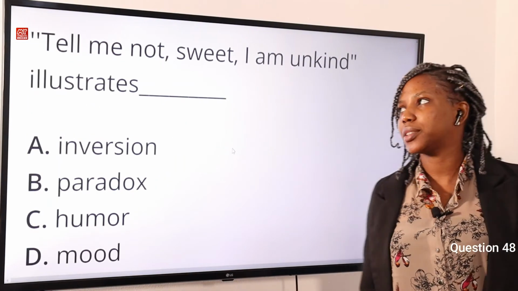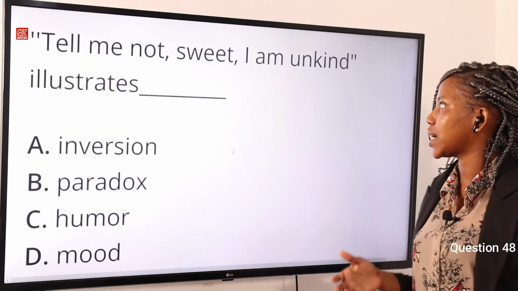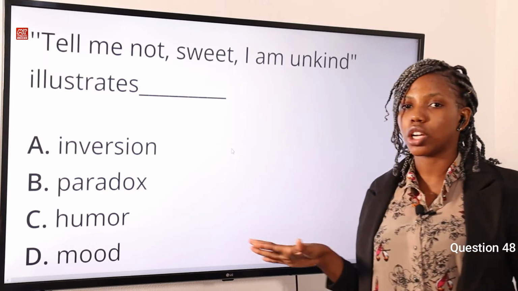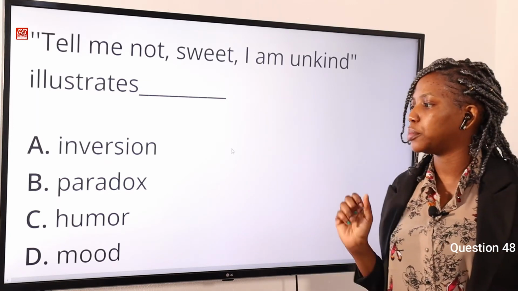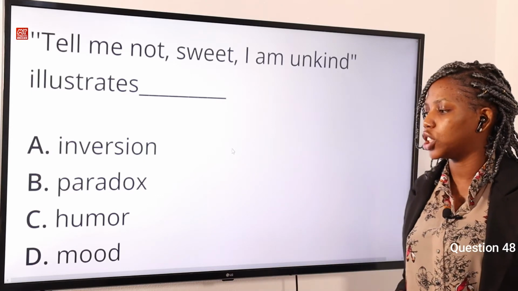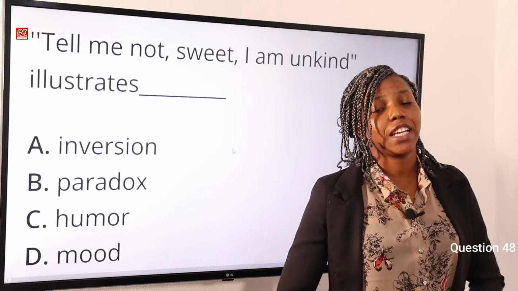Question 48. Tell me not, sweet, I am unkind, illustrates dash. Option A, inversion. Option B, paradox. Option C, humor. Option D, mood. The answer to this question is inversion.